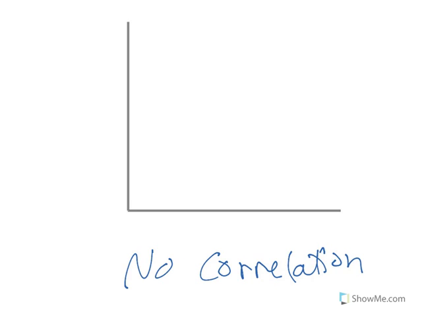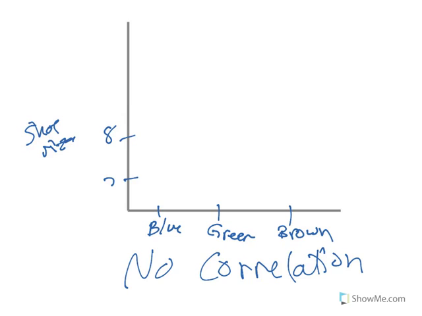Now, the last one that we talk about would be no correlation. So let's just say that I was looking at, I don't know, shoe size and eye color. So blue eyes, green eyes, brown eyes, and then shoe size over here. So we're talking about 7, 8, 9, 10, 11. So there's a couple of people here, and then there's some greens and browns, and there's just dots all over the place. And you're like, this doesn't show me anything.